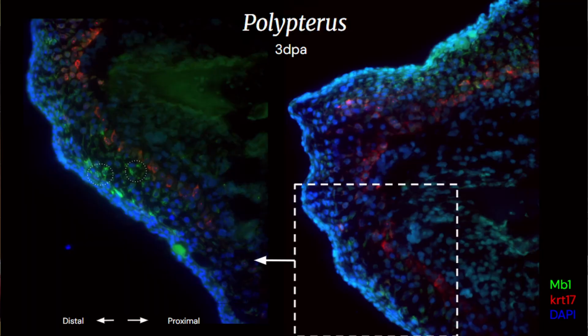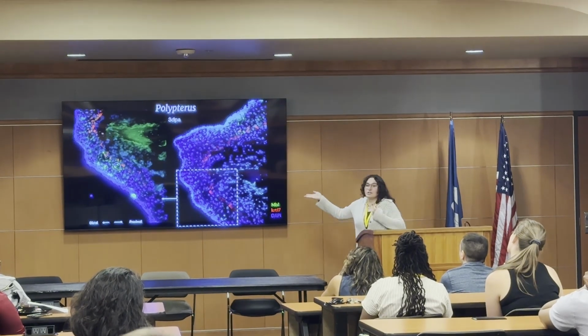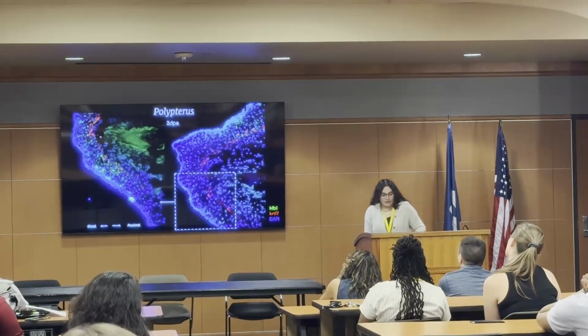Very non-traditional. So MB1 once again is in green. Keratin 17 is just the basal epidermis marker, so the innermost layer of the skin. And we do see some green popping up in almost every skin layer with the exception of the basal epidermis. So we found that to be very interesting. Myoglobin is behaving very non-traditionally here, especially during regeneration, which is even more interesting.